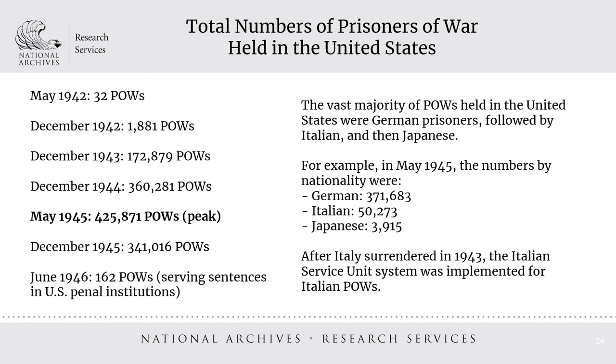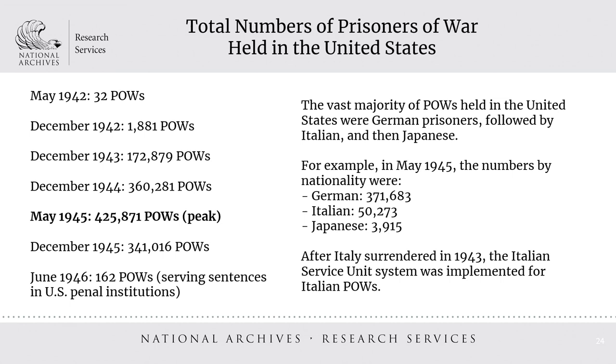The numbers fluctuated a bit throughout the war, but the vast majority of POWs, roughly 85%, were German. The next largest group were Italian, followed by relatively few Japanese POWs. For the most part, prisoners from each country were kept together, so most camps only held prisoners from a single country.